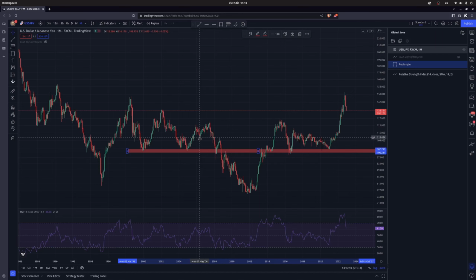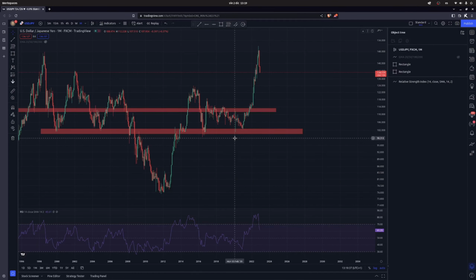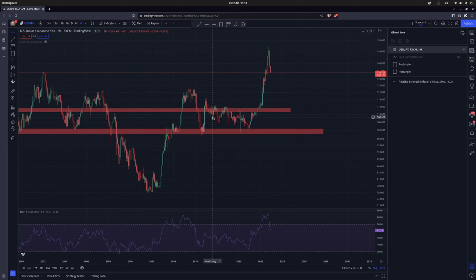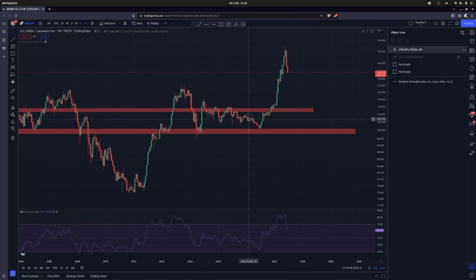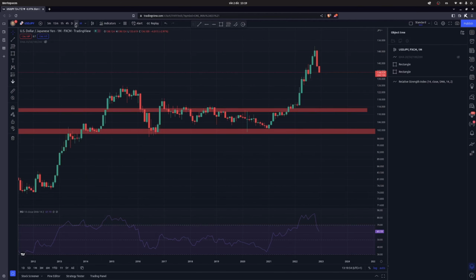Let's see if we can find something, if we can make something out. I mean, here, yeah, that looks good. Let's draw this in. Okay, once we have defined key resistance and support levels near this price, let's zoom in a bit and maybe go to the weekly.